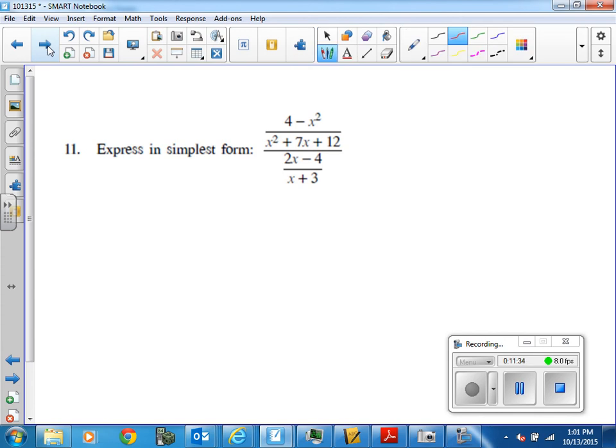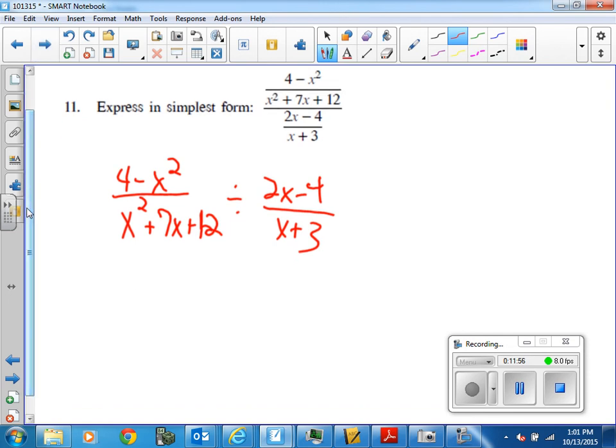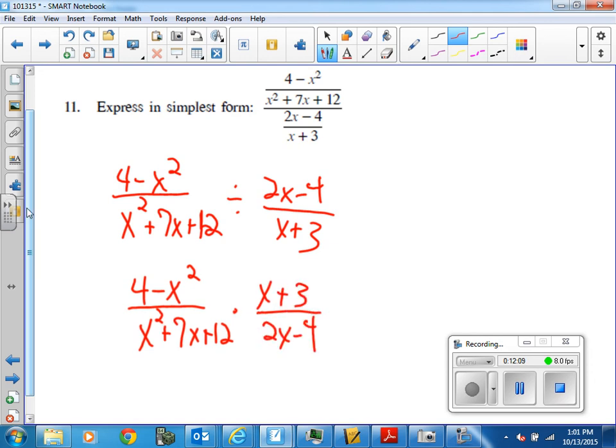So let's write these side by side. I'm going to do 4 minus x squared over x squared plus 7x plus 12 divided by 2x minus 4 over x plus 3. Okay, so I'm going to rewrite this as multiplication. So I'm going to have 4 minus x squared all over x squared plus 7x plus 12 times x plus 3 all over 2x minus 4.